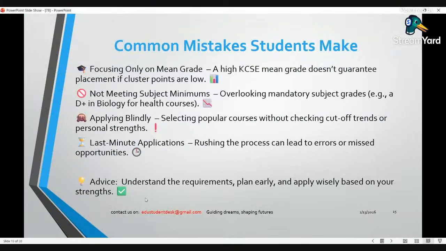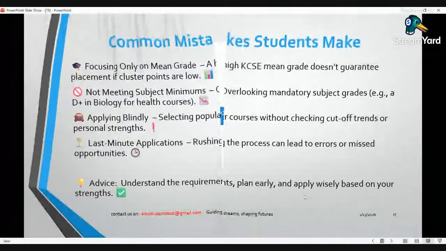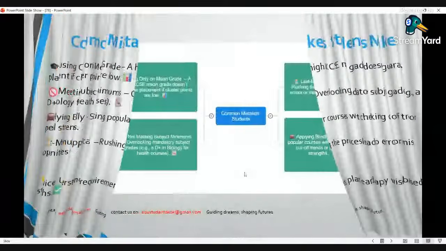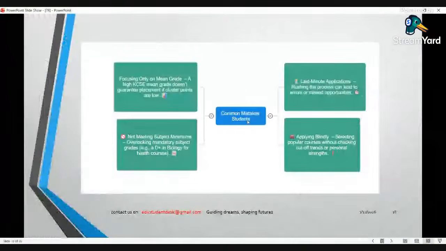So later, I have highlighted a few common mistakes that students make. Focusing only on the mean grade, a high KCSE, as I had already talked about, not meeting subject minimums and applying blindly, and last minute applications. So my advice: understand requirements, plan early, and apply wisely based on your strengths. These are flow charts showing it. It's just what we have talked about, a summary about the common mistakes that students make.